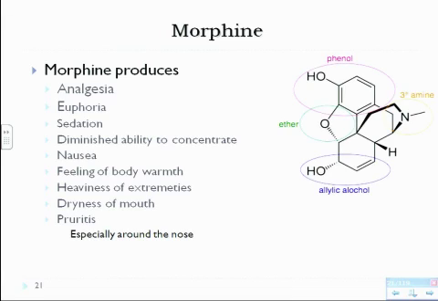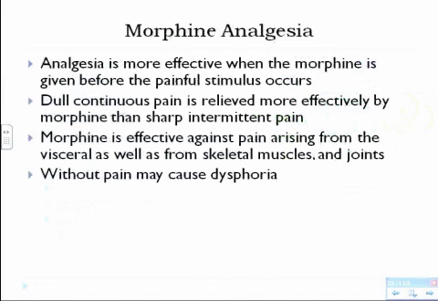If you look at the structure of morphine, it's actually a fairly complex molecule. It has a lot of major groups. It's got alcohols, amines, phenols and ethers. It's got a lot of components to it. Now, analgesia is more effective when morphine is given before the painful stimulus, as I was telling you before. It's really better for dull, continuous pain. It's not very effective in very sharp pain. So if somebody has colicky pain, morphine's great. But if somebody has bad incisional pain, morphine may not work as well.